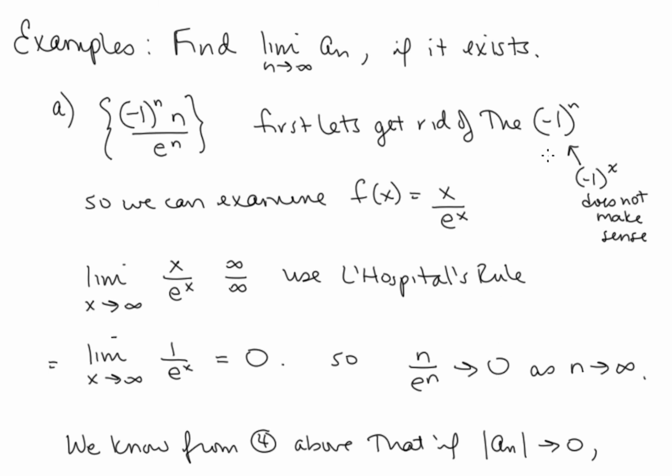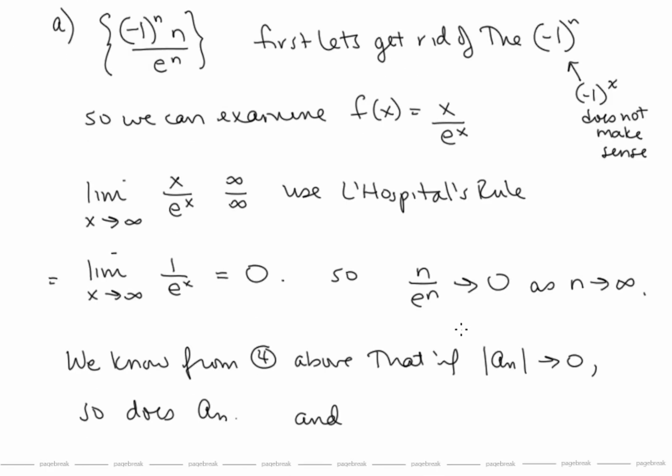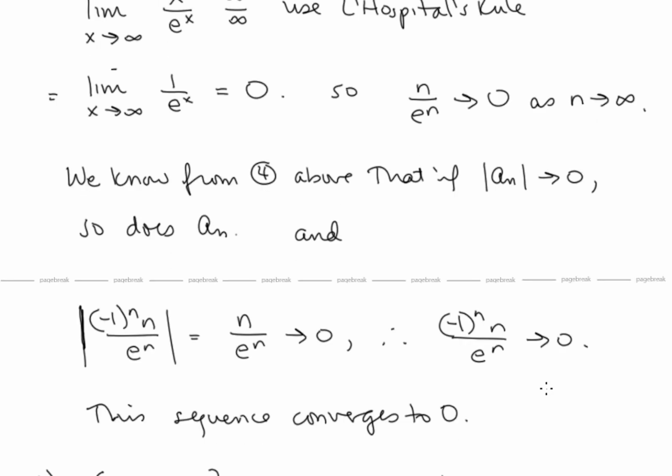But what are we going to do about this -1 to the n? Well, we have the theorem above that says if the absolute value of your sequence goes to 0, so does your original sequence. Putting absolute value bars around our original sequence gives us n over e to the n. We know that goes to 0, therefore the original one does as well. So we could say here that this sequence converges to 0.